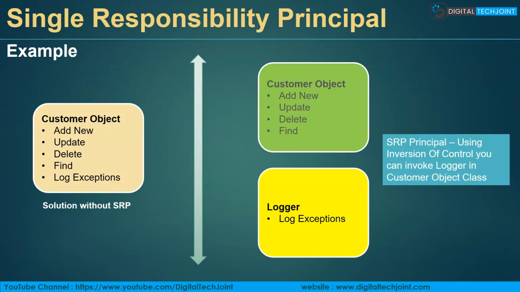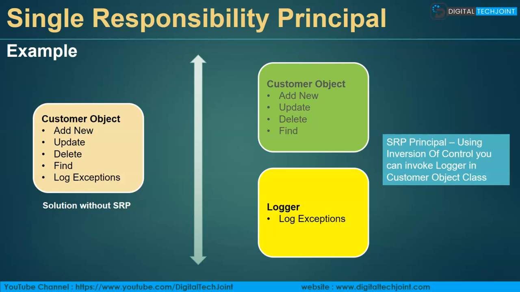Now on your left hand side there is an object called customer, and this customer has various methods like add new customer, update customer, delete and find customer. However, it also has one instance called log exception. In a traditional way, without the Single Responsibility Principle, developers will create one more object called log exception, and in the customer object they will create an instance of log exception and try to call that. Additionally, in the same class they will write the method to log the exception.